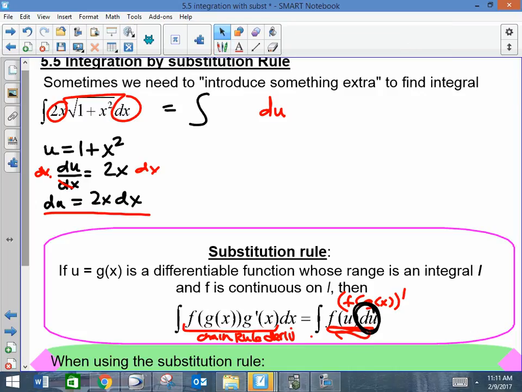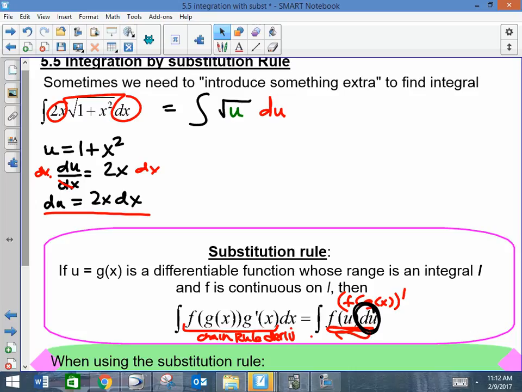What else is there? And what is 1 plus x squared? u. So now we have a simple little antiderivative, right? So 2x dx, we said was equal to du, so we swapped 2x dx out for du. The radical was still there. We haven't done anything with it. And we said 1 plus x squared is u, so there it goes.